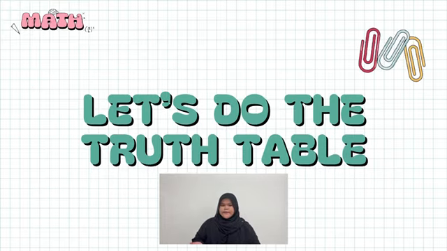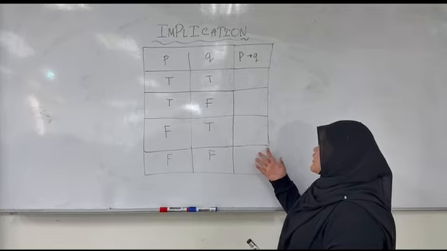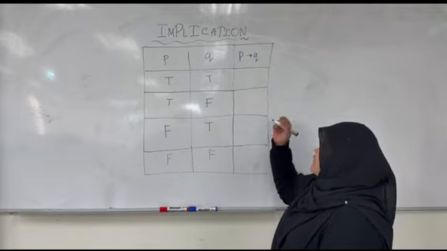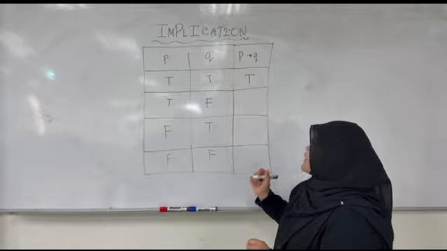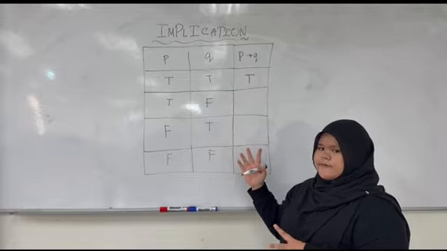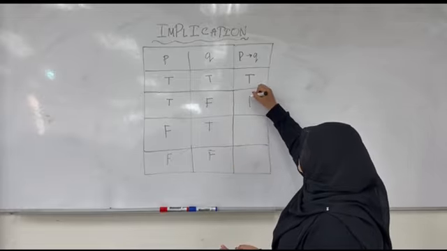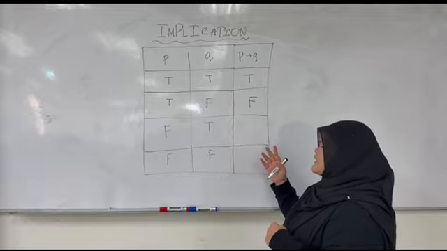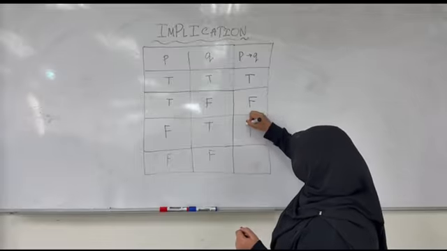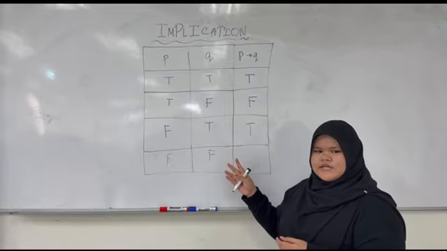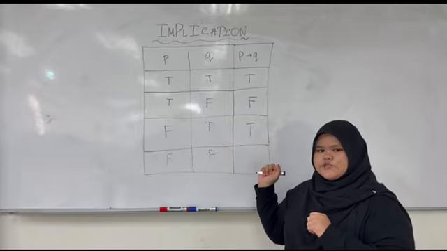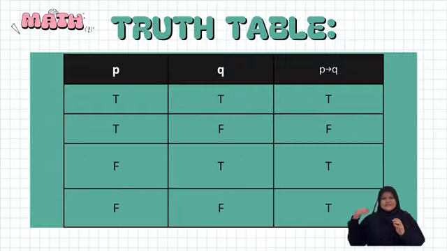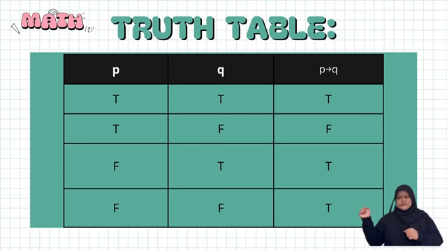Let's do the truth table. This is the truth table for implication. If P true, Q true, then P implies Q will be true. If P true, Q false, P implies Q will be false. If P false, Q true, then P implies Q will be true. If P false, Q false, P implies Q will be true. This is the final answer for the truth table.